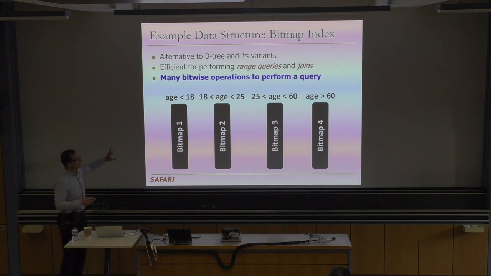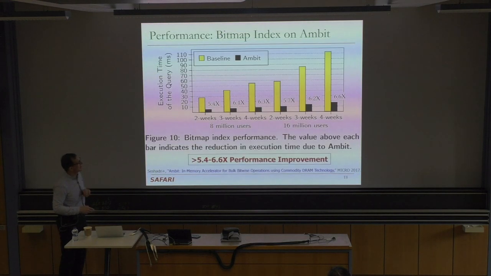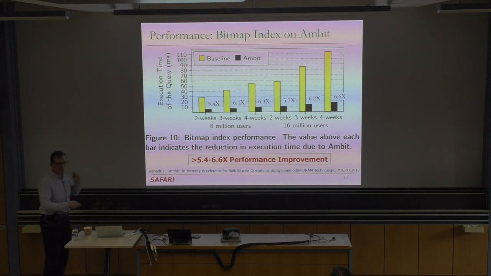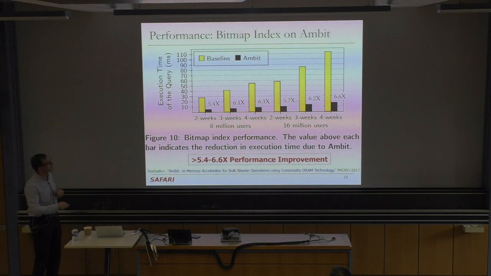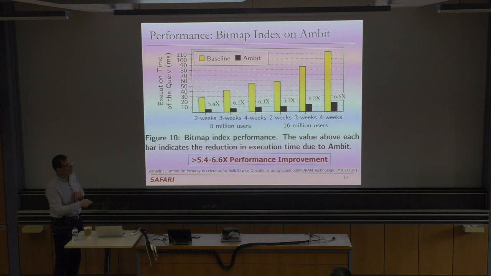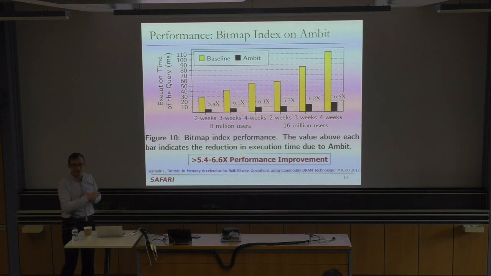And that's exactly what Vivek did in his PhD thesis, and he did map a bunch of queries on this sort of bitmap-based indices, and these are some end-to-end results. Basically, this shows the execution time that's taken for a given query. How fast is it with AMBit compared to the baseline? Now you can see that the end-to-end query execution time reduces significantly.